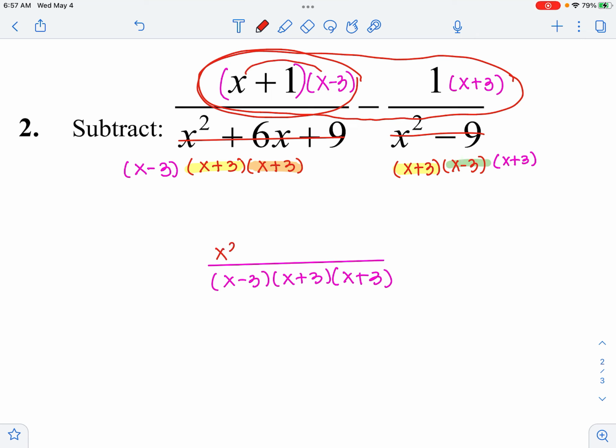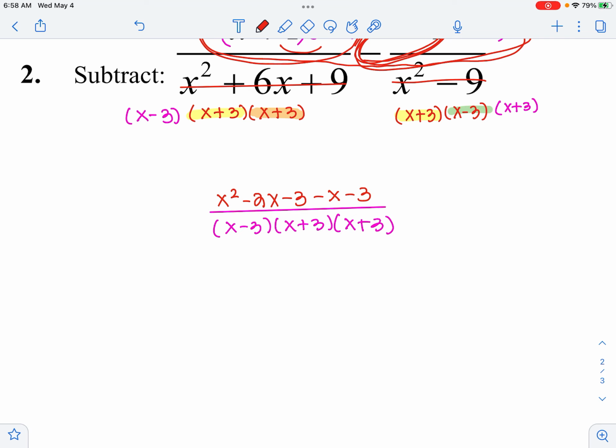X times x is x squared. X times negative 3 is negative 3x. 1 times x is 1x, so that's negative 2x. And then distribute your 1. 1 times negative 3 is negative 3. All right, I'm not done yet, so now I have to multiply these two. Please realize this is a negative 1 that you're distributing here. So I'm going to distribute this negative 1, that's a negative x. Distribute the negative 1, and that's a negative 3.